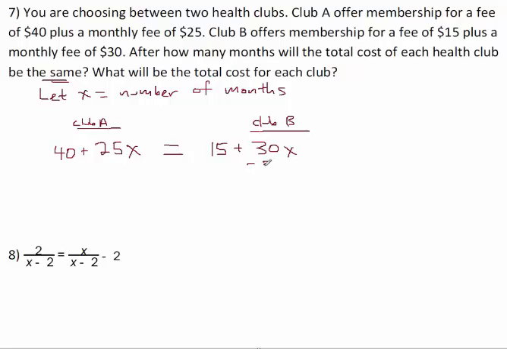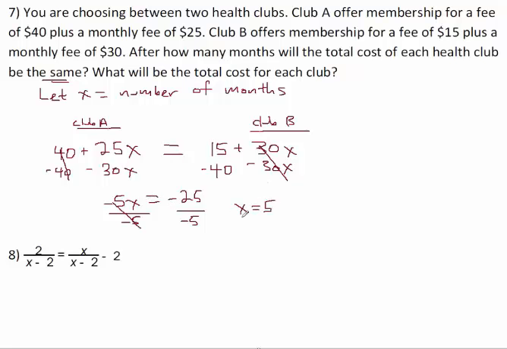Let's get rid of the x term from this side, and do negative 30x, and the number term from the other, just because we've always been doing letters on the left, numbers on the right. So 25 minus 30x is negative 5x. 15 minus 40 is negative 25. Isolate x by dividing by negative 5, and you've got x equals negative 25 divided by negative 5, which is positive 5.